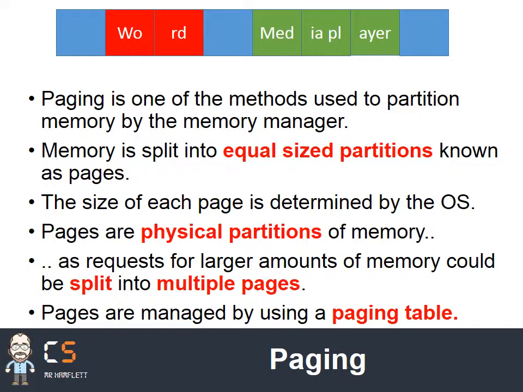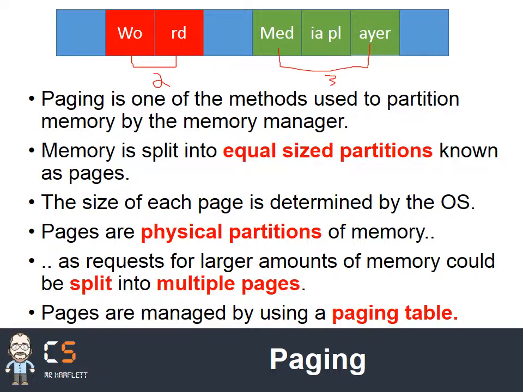Because they're a fixed size, it might be that I need more than one. So in the example here, I've got Microsoft Word, which is using 2 partitions, and Media Player, which is using 3. Now that's just one program, so what's had to happen is it's been split into 2.